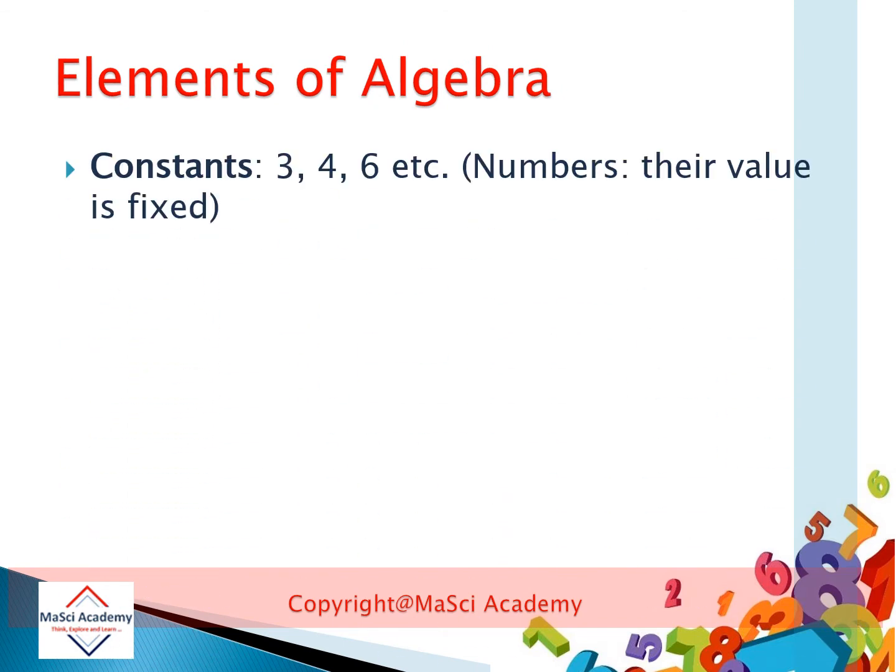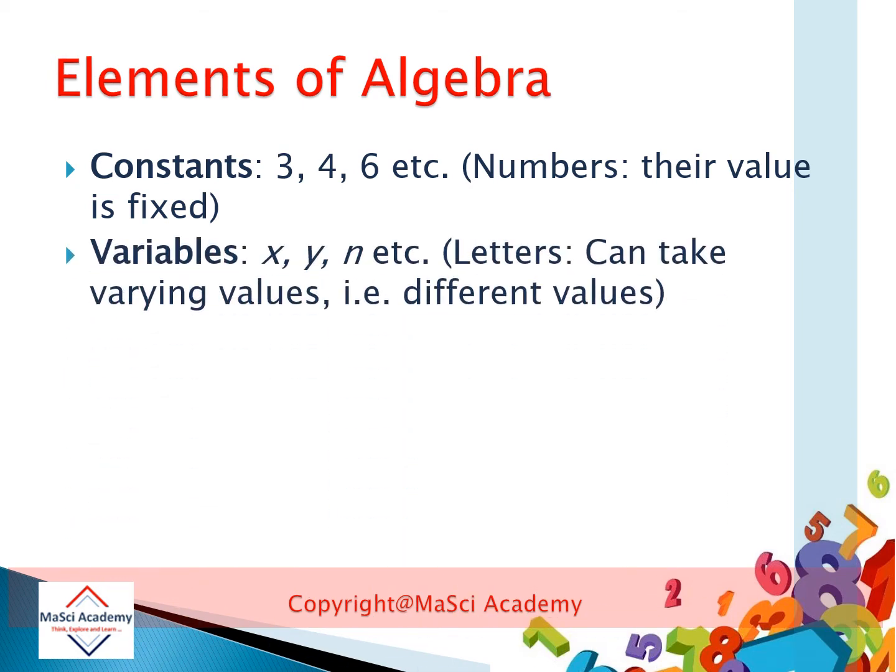What are the elements of algebra? The first is constants. Constants are the numbers that have fixed value like 3, 4, 6, etc. We know a triangle has 3 sides. So irrespective of the size of the triangle, the number of sides will always be 3. So 3 is a fixed value for a triangle. Next is the variable. As the word means, a variable can have varying values. It is represented using alphabets like X, Y, N, etc.